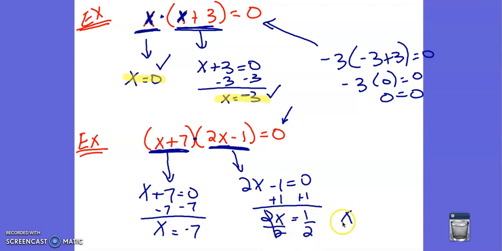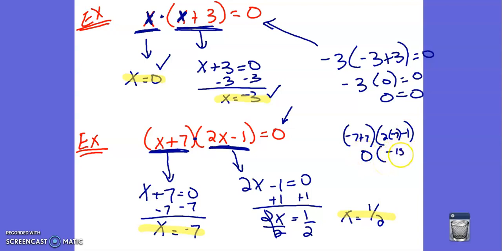Or x could equal 1/2. Again, those are my two possible answers that make the equation true. And again, to check them, if you plug negative 7 into both of these x's, so you literally put negative 7 plus 7, and 2 times negative 7 minus 1, you're going to get 0 times negative 15, which the result will be 0. So this works.